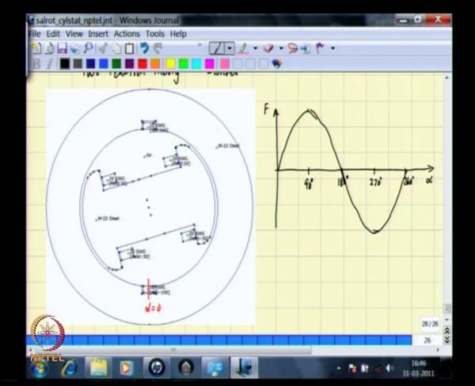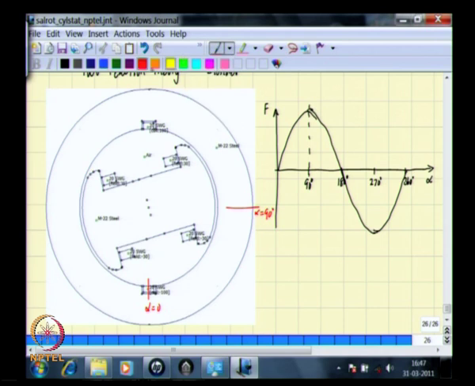This is the fundamental component of the stator MMF. This is the variation of the stator MMF as you travel around the inner circumference. Note that this reaches a peak at an angle equal to 90 degrees. That means at alpha equal to 90 degrees it reaches a peak. So this is the axis of the stator winding, the stator coil axis, that is this line.